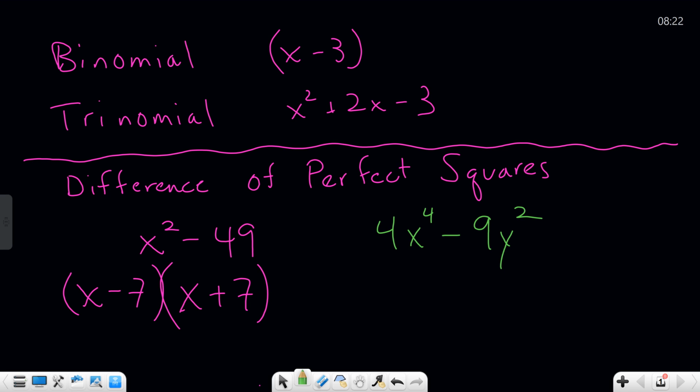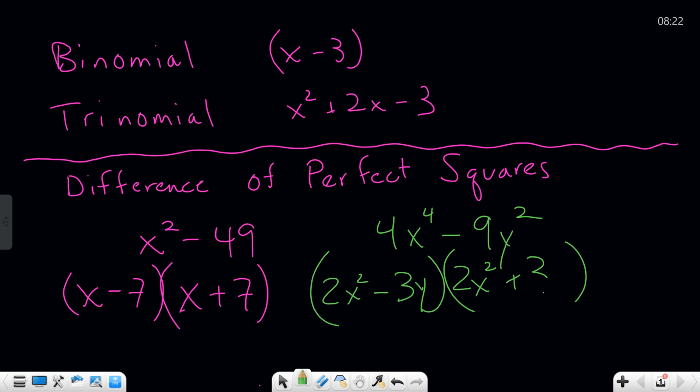Okay, good. What's the square root of the first term? 2x to the second power. Minus square root of the second term. 3y times square root of the first term plus square root of the second term. Done. Easy to know. So again, no b term with perfect squares. We get that. Beautiful.